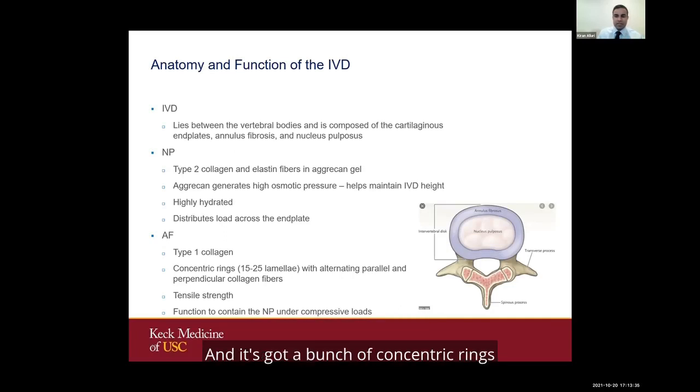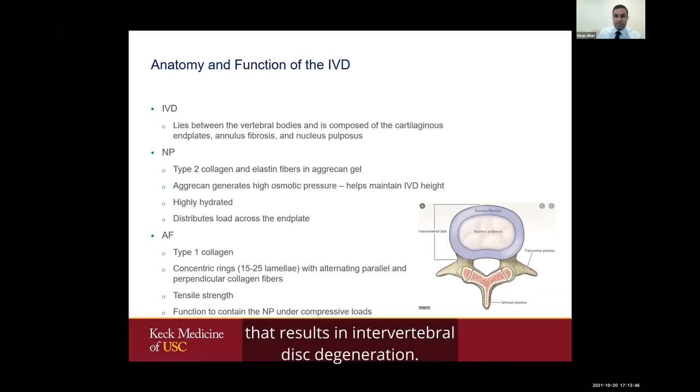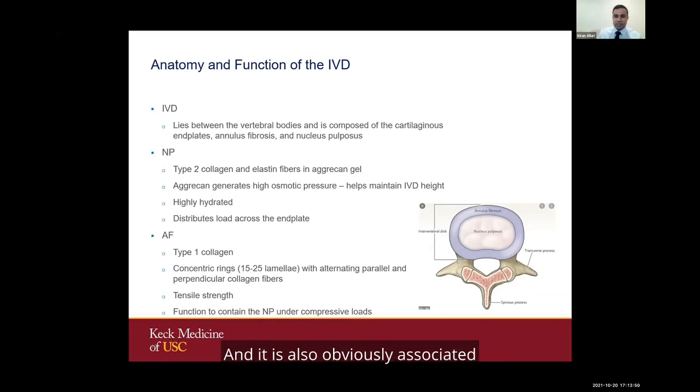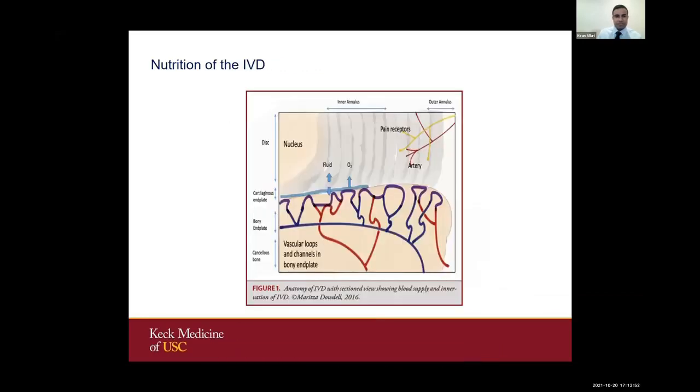And it's got a bunch of concentric rings that alternate in different directions to create a tensile strength that really resists protrusion of the nucleus. And when this annulus starts to weaken, it may be the sort of inciting event that results in intervertebral disc degeneration. And it's also obviously associated with lumbar disc herniations.